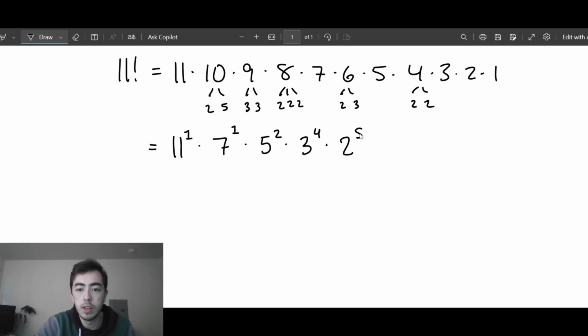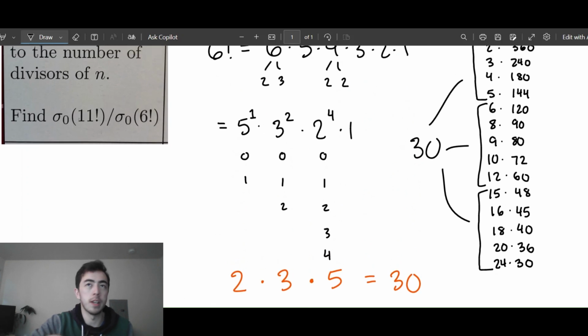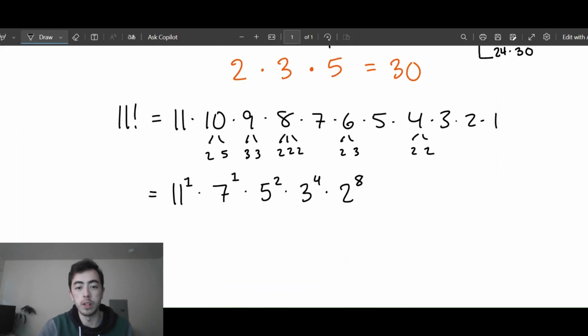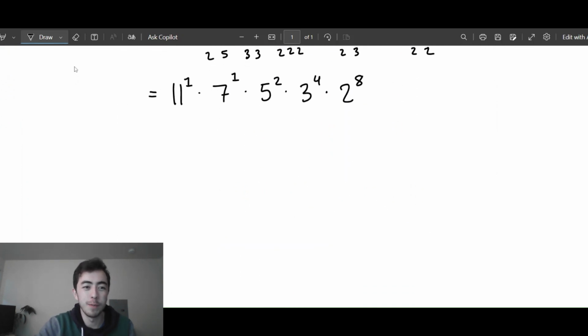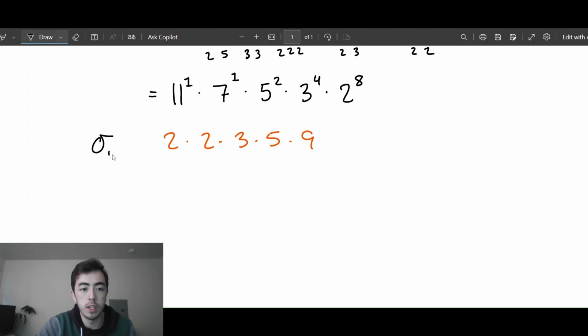Cool. All right, and if I trust the process from earlier, where I add 1 to all the exponents and multiply all those numbers, then I should get the number of divisors for 11 factorial without needing to list them all. So let's try that out. It's going to be 2 times 2 times 3 times 5 times 9. There we go. So I'll write sigma naught of 11 factorial is going to be equal to this product. Well, 2 times 2 is 4, times 3 is 12, times 5 is 60.